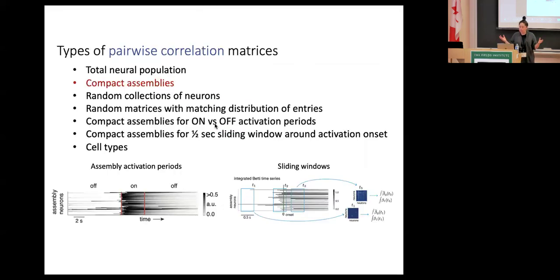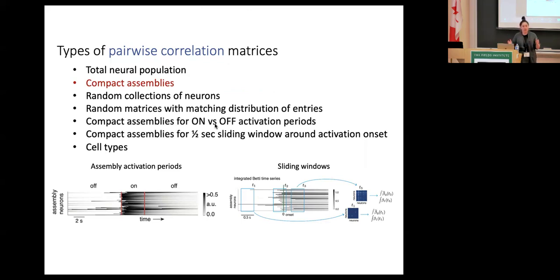Okay, so we're going to look at a few different matrices coming from this data. We are going to look at the total neural population. We're also going to look at the correlations of these compact assemblies. We're also going to look at controls, looking at random collections of neurons and random matrices with distributions that match those of the correlations from the actual data. We'll talk more about those shuffles in a bit.